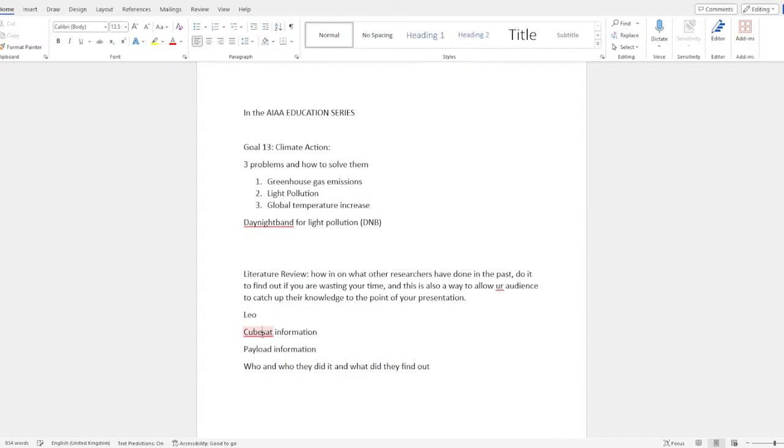Three problems and how to solve them. I want to pick one of these three, and then select a specific region for each area. Well, I need to pick one of them. It doesn't really matter which for now. If I can't find any ideas, then I don't know.